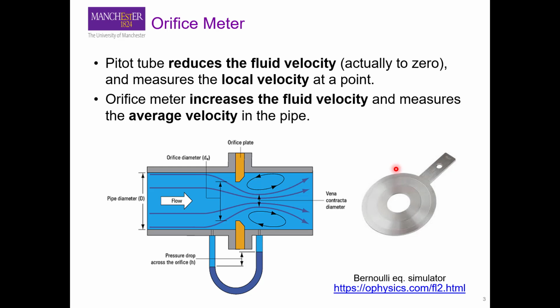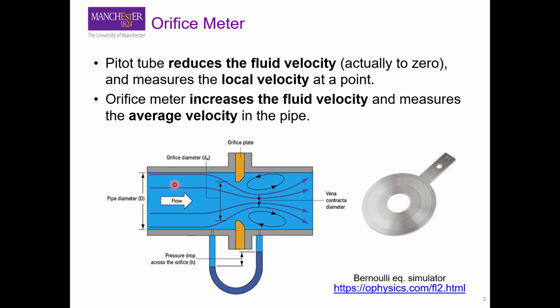Here, for example, I have shown an orifice meter, and an orifice meter is actually an orifice plate that is inserted across the cross-section of the flow. The hole in this orifice plate is smaller than the cross-sectional area of the pipe, or the diameter of the pipe. Due to the continuity equation, the flow velocity must increase in order to get the fluid through the constriction.